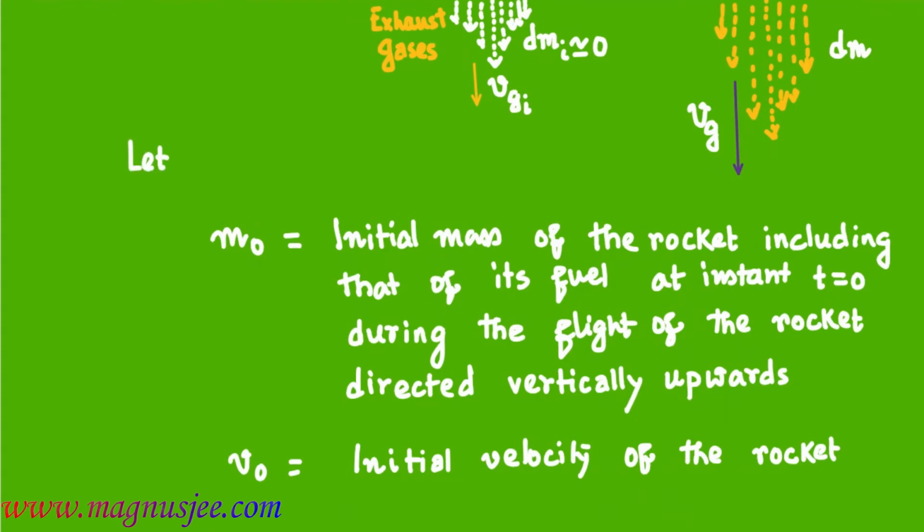Here we can make a correction. Here we can write: let at t equal to 0, m0 be the initial mass and v0 the initial velocity of the rocket.